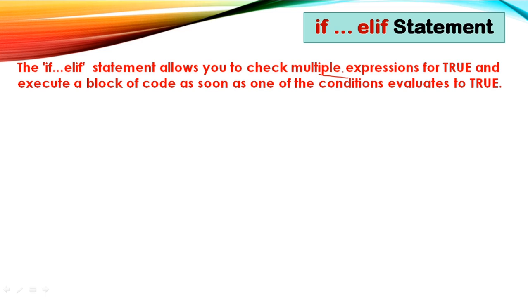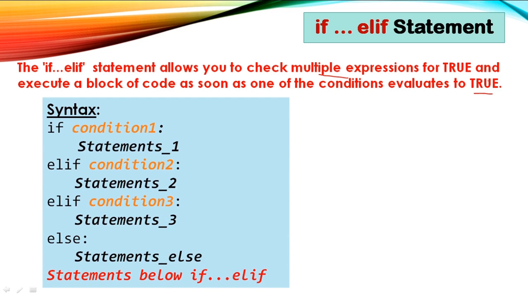We can evaluate multiple conditions, and as soon as one of the conditions evaluates to true, a set of statements will be executed. The syntax is like this: if condition, then after that a colon, statement 1. Next, elif condition 2, colon, statement block 2. Elif condition 3, statement block 3, and like that we can evaluate as many conditions as we need.